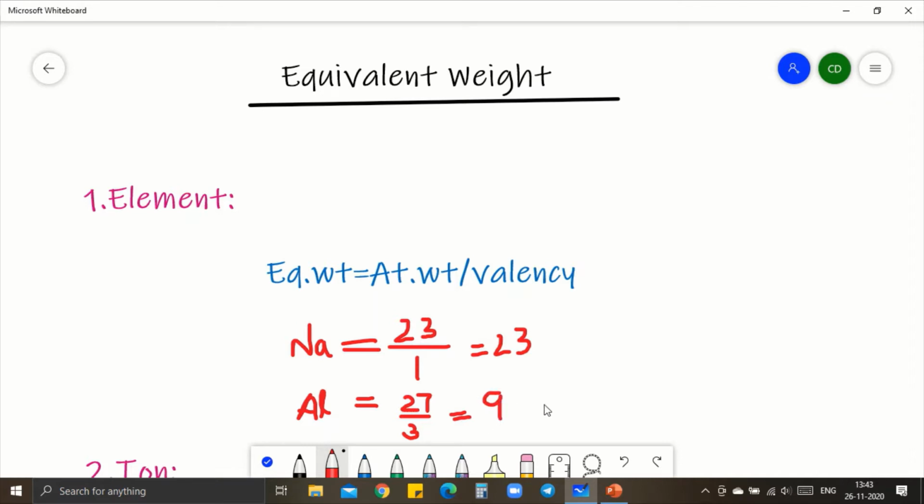Simple. Let's take an example of oxygen. Its atomic weight is 16, and it gains 2 electrons to achieve octet configuration. So its valency is 2, and its equivalent weight is 8.